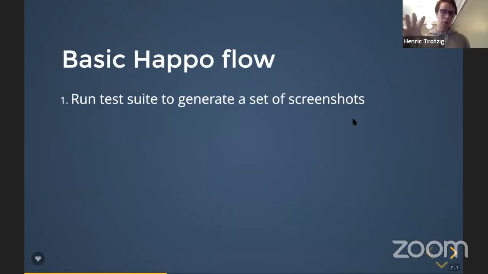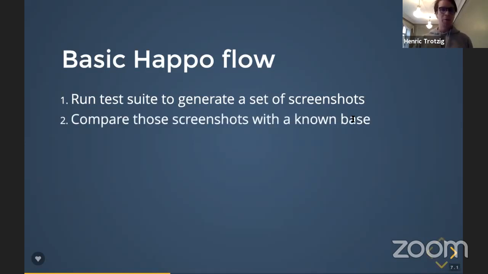And then I wanted to walk you through the basic Happo flow. This is common for all types of integrations, whether you're using Storybook or you're writing your own test suite, or you're using Cypress as a test generator. This is the basic flow. So we run the test suite to generate a set of screenshots, okay? And then we compare those screenshots with a known base. Happo can compare to any base, but if you're doing a pull request model, you will be comparing screenshots with the base commit of the pull request.